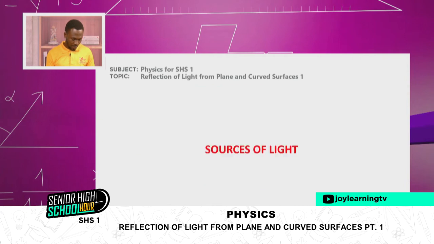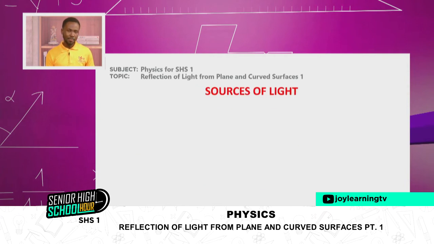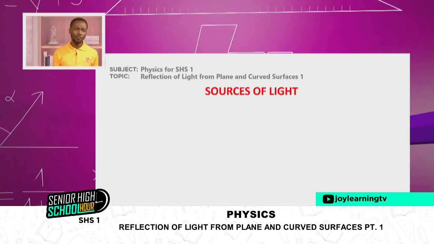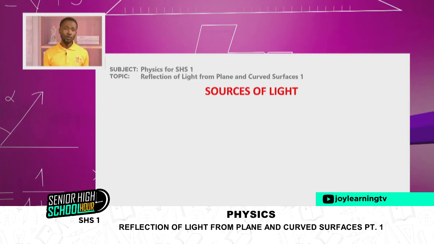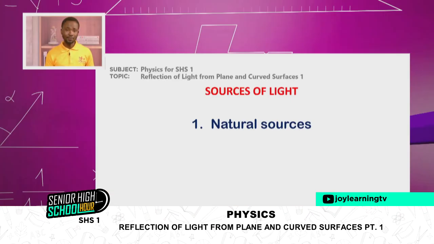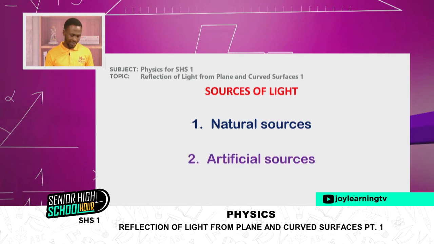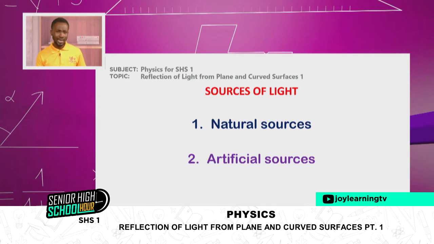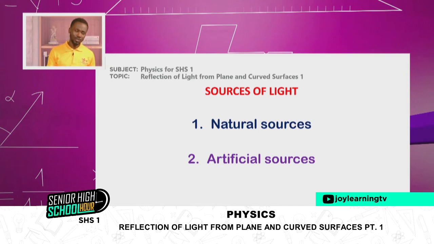We can move on. Sources of light. You're talking about light here. Where do we get light from? We can classify or group the sources of light under two main headings. One, the natural sources of light. Then we can also look at artificial sources of light. So light could come from a natural source or light could come from an artificial source.